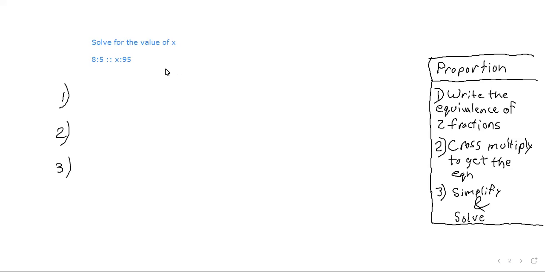All right, so this one is where we have 8 to 5 is approximately equal to x to 95. How do we know what type of problem this is? Well, it's the notation. You see all these dots? That means that it is a proportion. Proportion uses a dot notation. So this is a proportion problem equation.